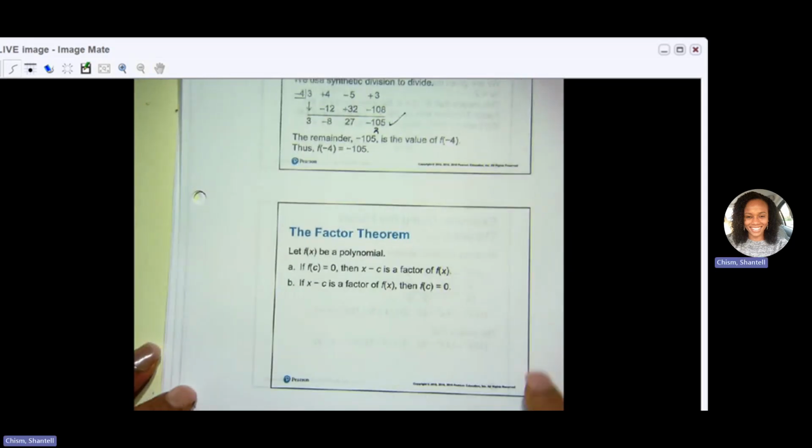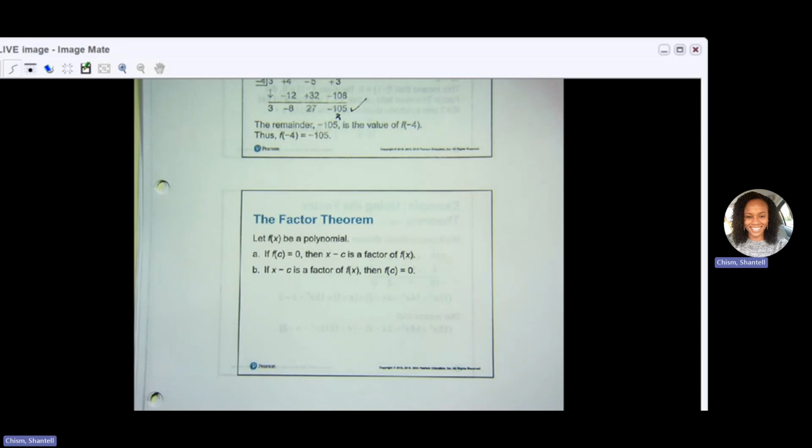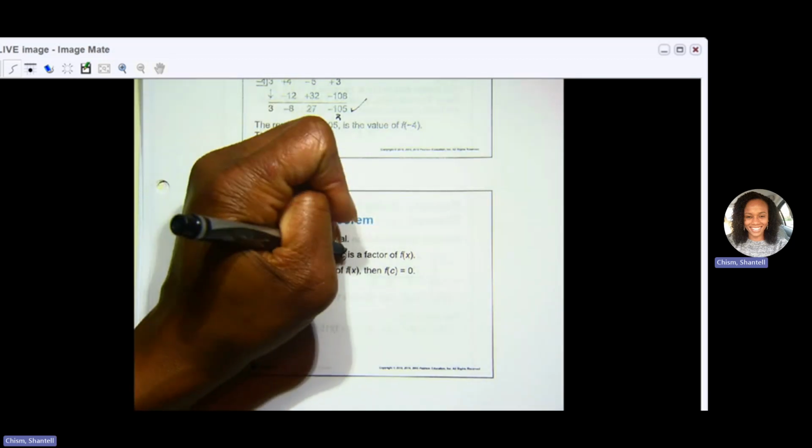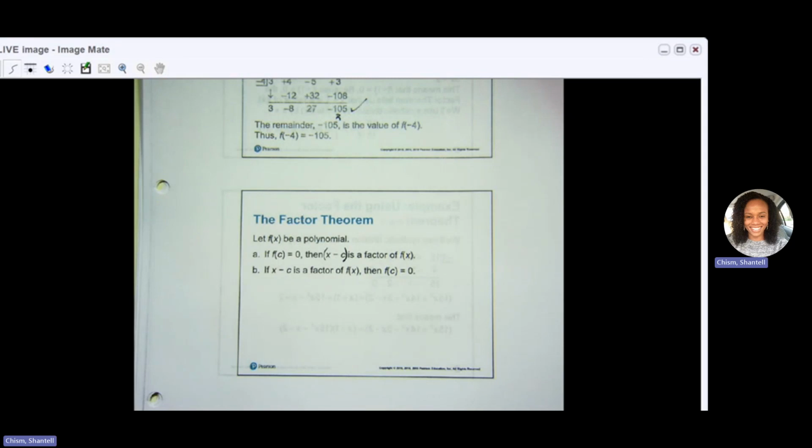One more theorem here called the factor theorem. Now we will pick up with this theorem even more in the next section because we'll be looking more extensively at synthetic division and finding zeros, but we're introduced to it in this section and we just build upon it, okay? So the factor theorem just states, let f of x be a polynomial. If f at c equals 0, then that means x minus c, which we can show as a binomial, if you can use parentheses, put parentheses around it, is a factor of f of x, okay?